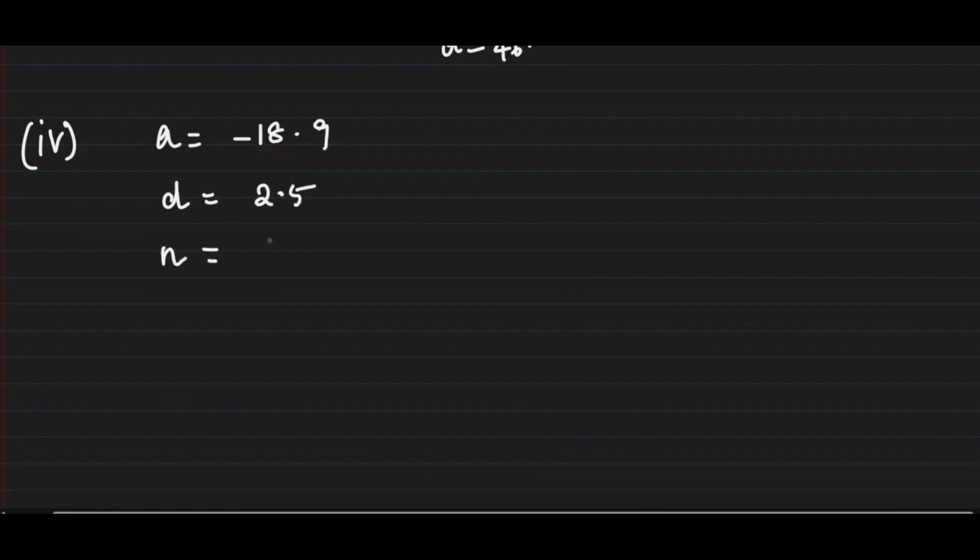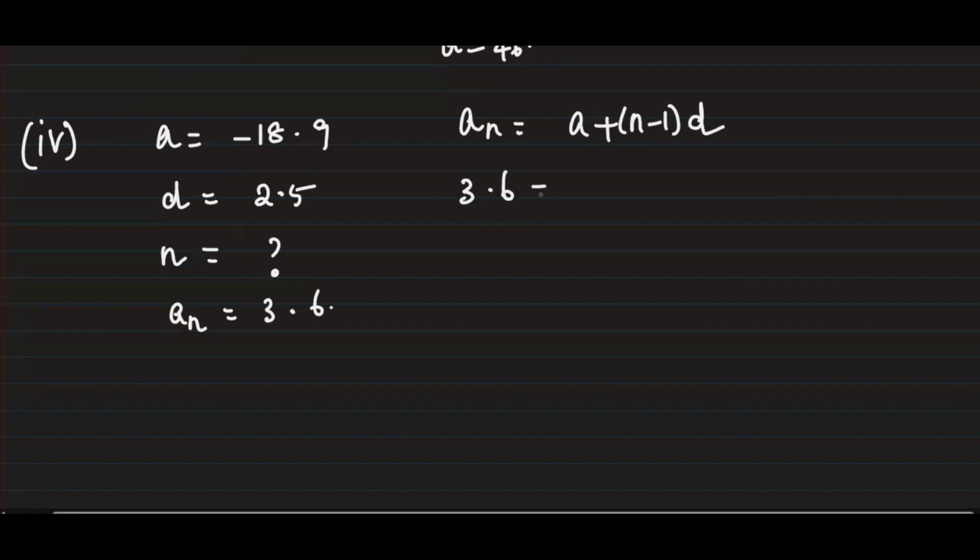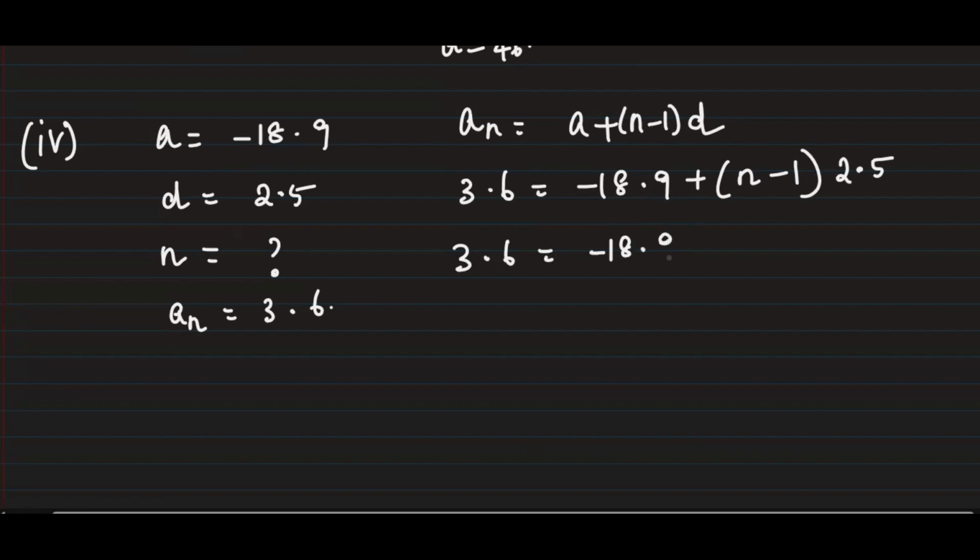In question number 4, what do we need to find? They have given A as minus 18.9, D value is equal to 2.5, and N we need to find. AN is given as 3.6. So AN is equal to A plus N minus 1 into D. Here AN is 3.6, so 3.6 is equal to minus 18.9 plus N minus 1, with D as 2.5.